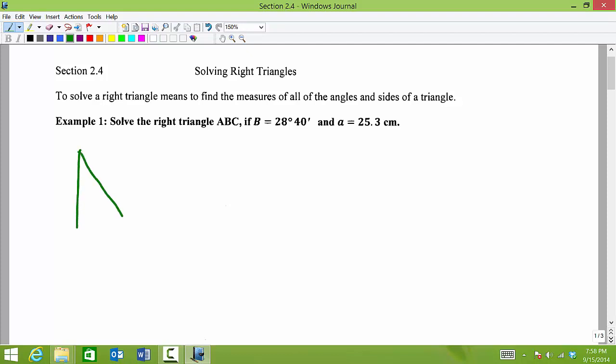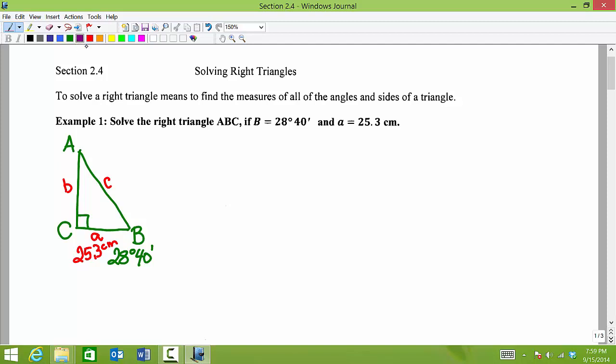Let's start by drawing our triangle. It's a right triangle, and traditionally C represents our right angle, and we'll call the other angles capital A and capital B. And we know that B is 28 degrees and 40 minutes. Go ahead and label that. And we are given that side A is 25.3 centimeters. This would be side A, so we'll call that 25.3 centimeters. And side B would be across from angle B, and side C is across from angle C.